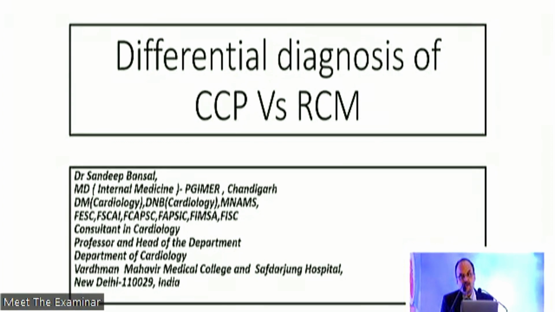There are two important articles which I can share with the company people, and they can share them with you. There is a 2016 JACC article which talks of differentiating between chronic constrictive pericarditis and restrictive cardiomyopathy. And there is an article from Heart, which is the British journal. A lot of what I have taken here has come from these two sources.